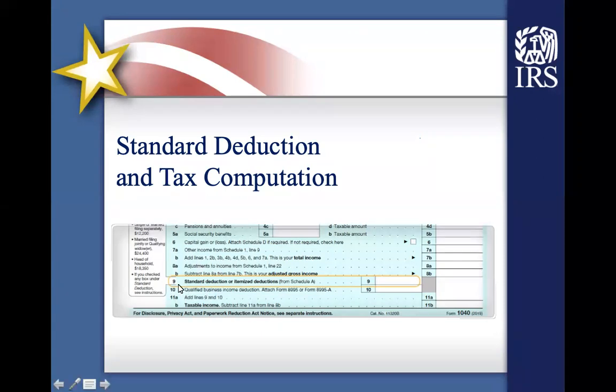What we haven't talked about is the specific line item here that says standard deduction or itemized deductions, and we're going to focus on Schedule A. So I'd love for you all to get out your Schedule A, pause the video, get it out in front of you so that you can review along with me.